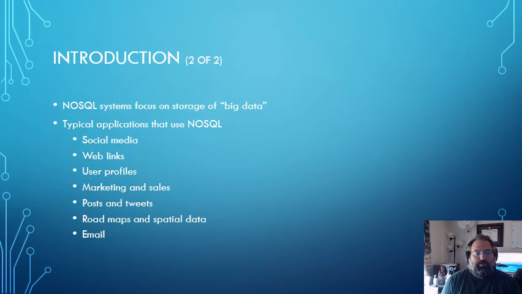Continuing the introduction of NoSQL systems, they focus typically on things related to big data. The typical types of applications that use NoSQL include things like social media, web links, user profiles, marketing and sales, posts and tweets, roadmaps, and spatial data, and so on. Oftentimes, some of these things that traditionally would have been put into a NoSQL database are actually instead now being stored in things like a data lake, where it's essentially a large storage system, and then various sorts of technologies are involved in accessing it from that medium.